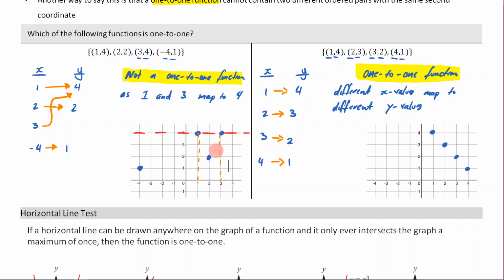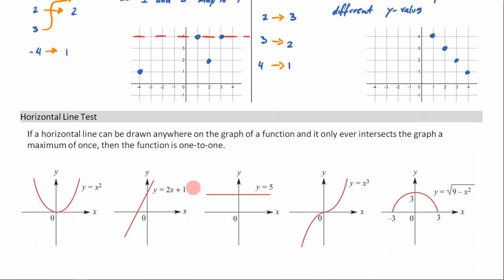So that therefore brings us, and let me get rid of these lines here. We just care about this horizontal line here because this now brings us to the horizontal line test. So the horizontal line test tells us if a horizontal line can be drawn anywhere on the graph of a function and it only ever intersects the graph a maximum of once, then the function is said to be one-to-one. So looking back at our examples here, as you can see, I could draw a horizontal line here and it intersects it twice, once here and once here. So this is not one-to-one.